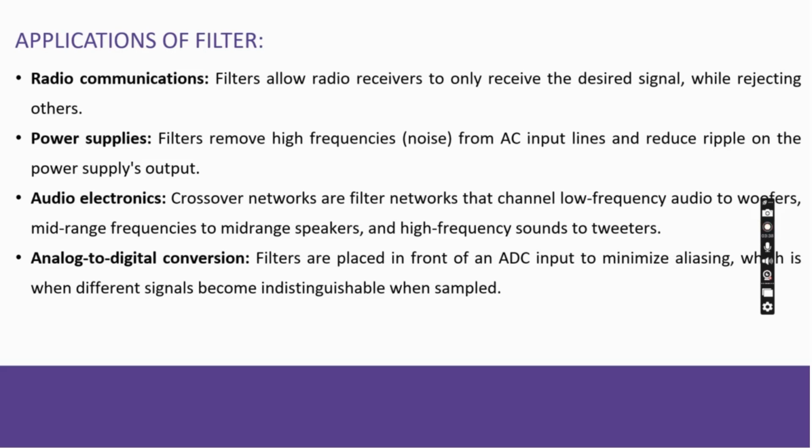Next is audio electronics. Crossover networks in an audio system use filters to send low frequencies to the woofer, mid frequencies to the mid-range speaker and high frequencies to the tweeters. Next is analog to digital conversion. Filters help prevent aliasing by cleaning up signals before they are sampled, ensuring accurate digital representation.